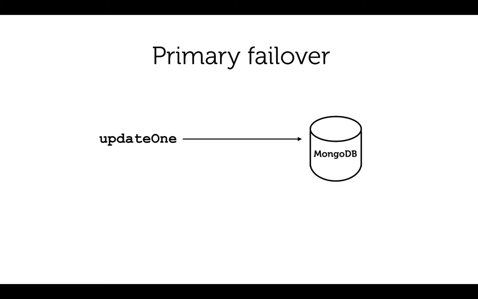There might also be a failover, in which case we sent the update_one message to the server that we thought was the primary, and it responds not master. I'm no longer the primary. And in this case, we know for sure that the message was not processed, but we don't know who the new primary is yet.